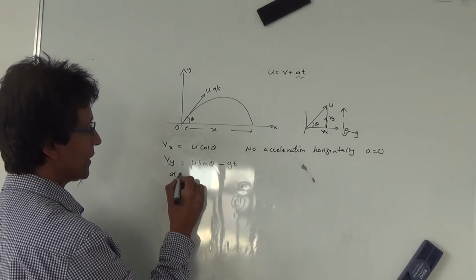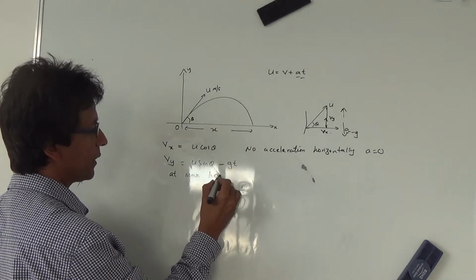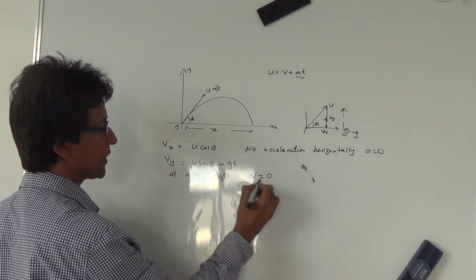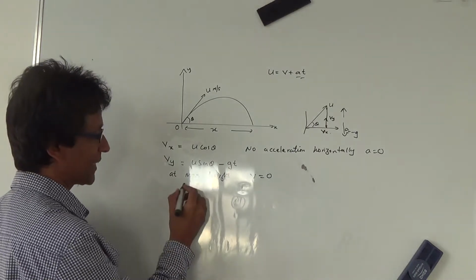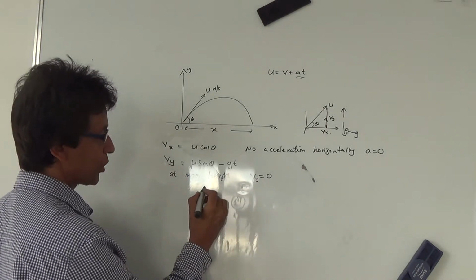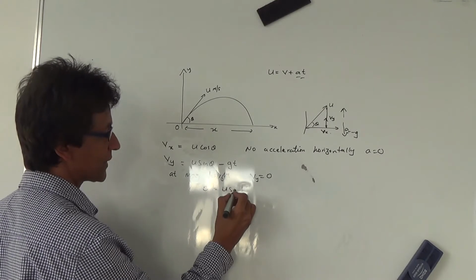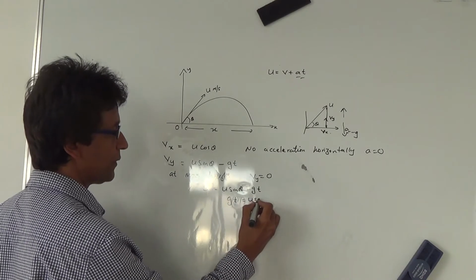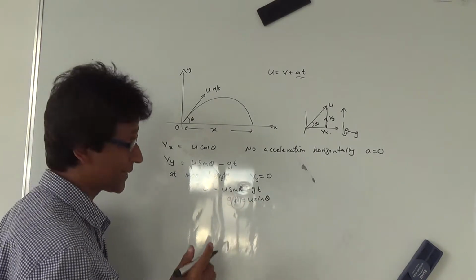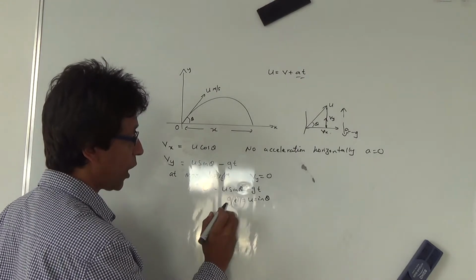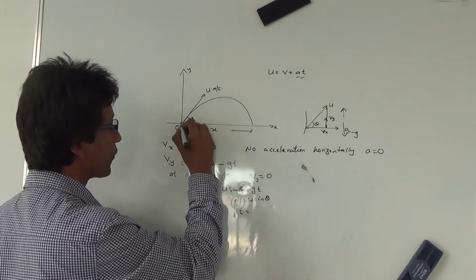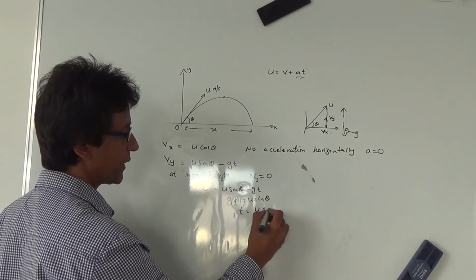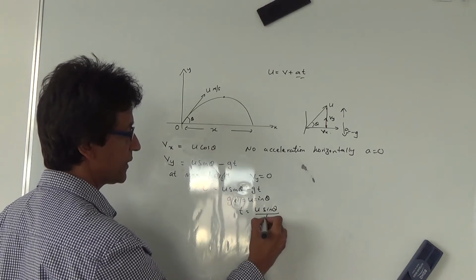Now, at maximum height, we know that the vertical velocity Vy is equal to 0. So we've got 0 is equal to u sine theta minus gt. In other words, gt is equal to u sine theta. And the time it takes for the object to go from here to its maximum point is u sine theta divided by g.